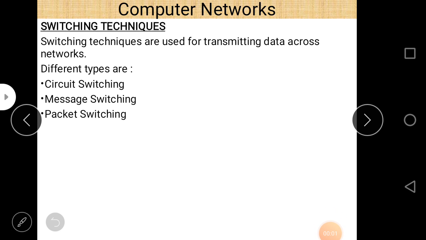Hello IP students. Today our topic is computer network, and this is computer network part 3. In this lecture we are going to discuss switching techniques and transmission media. So let's start one by one.